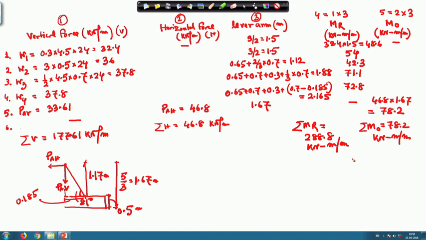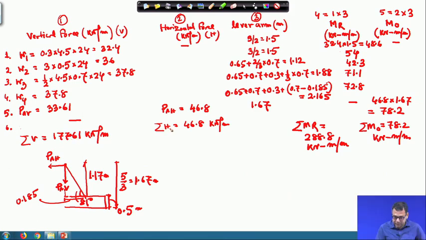These are the values. The total vertical force was 177.61, total horizontal force is 46.8, total resisting moment is 288.8, total overturning moment is 78.2. Okay, so now first I will check the factor of safety for sliding.